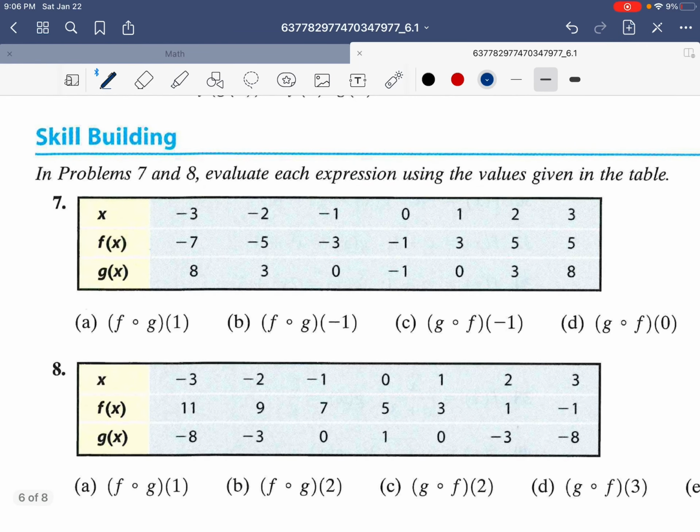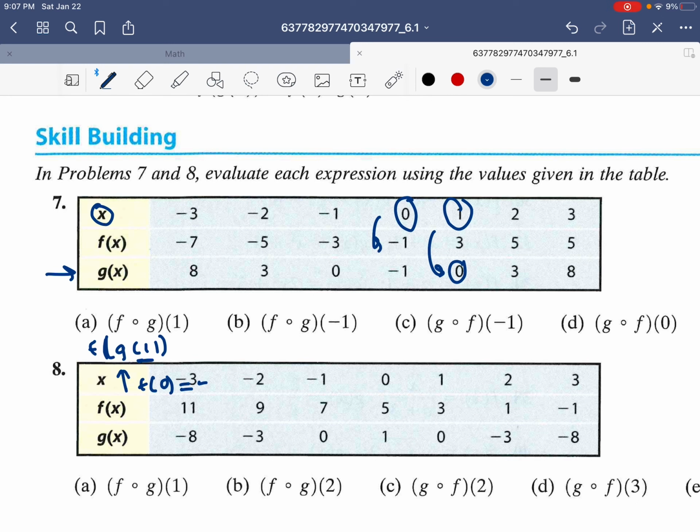Next section, we're given this table. So (f∘g)(1) is also f of g(1). So this is your x, so you're going to look at the x row, find 1, and go down to g and find 0. So you go to 0 as our x again, right? Then you go down to f, and you get negative 1. So the first one is negative 1, and that's the one where it's asking f of g.